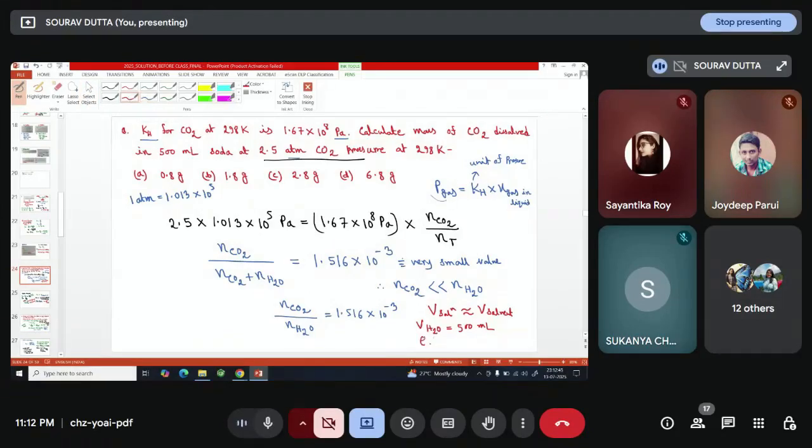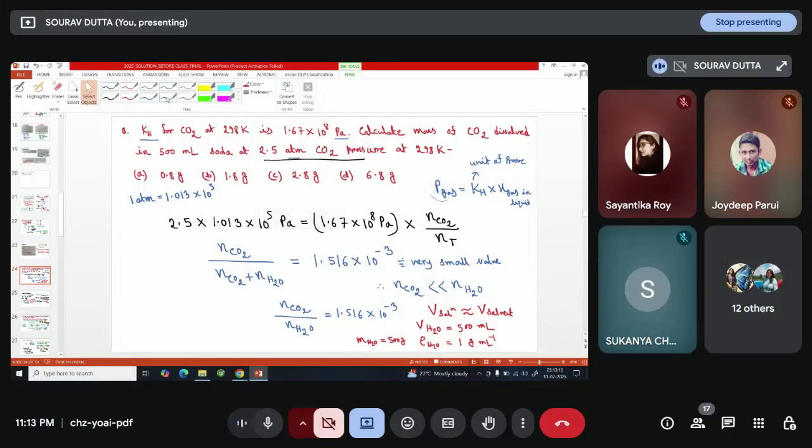Density of water is 1 gram per cc, or cc means ml, gram per ml. So you can easily find out the mass of water, because density equals mass by volume. So mass equals density into volume. You get 500 gram. So the mass of water is 500 gram.